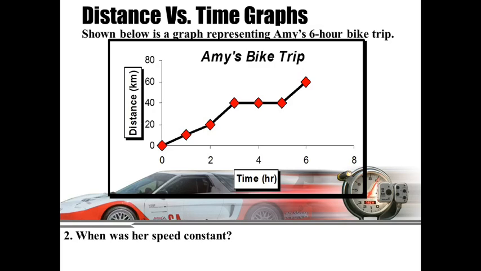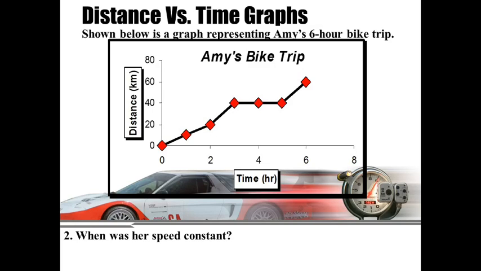The way you know you have a constant speed without actually doing the calculations, because we can't actually figure this out without calculations, is that it's a straight line. So we have a straight line right here. We have a different straight line, a different angle right there, another angle right there, and another angle right there. So we have 4 different times that Amy has a constant speed.